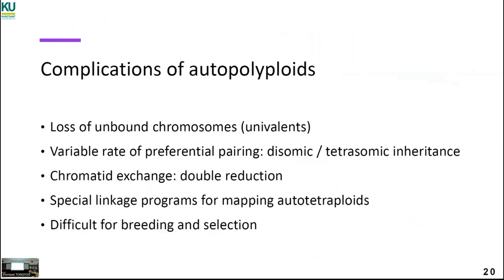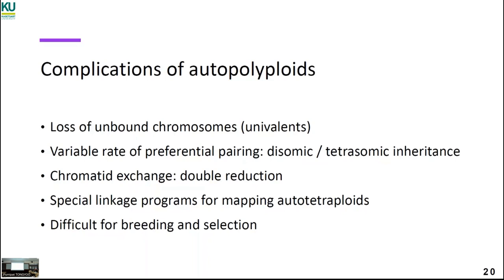Okay, so in summary, we have a number of complications in autotetraploids and autopolyploids. First, you see the loss of univalence, simply because it gives rise to unbalanced gametes. You have a variable rate of preferential pairing. If it is a very strong preferential pairing, you have a disomic inheritance. If it is not, you get a tetrasomic inheritance. Sometimes, for genes that are at the end of chromosomes, you get the phenomenon of double reduction. And to correct for all these things, special linkage programs are needed for mapping linkage groups in the autotetraploid. And again, it is very difficult for breeders to work with autotetraploids, like Professor Watanabe will explain later on after my presentation.